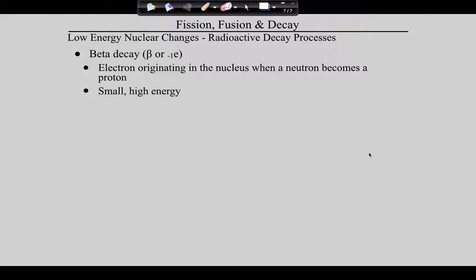Now guys, these electrons are scooting along. We already know that electrons are small, but they're also very high energy. How high energy are they? They can go through my hand. So guys, let me give you the rule of thumb. The rule of thumb is this. Z goes up by 1 and A stays the same.